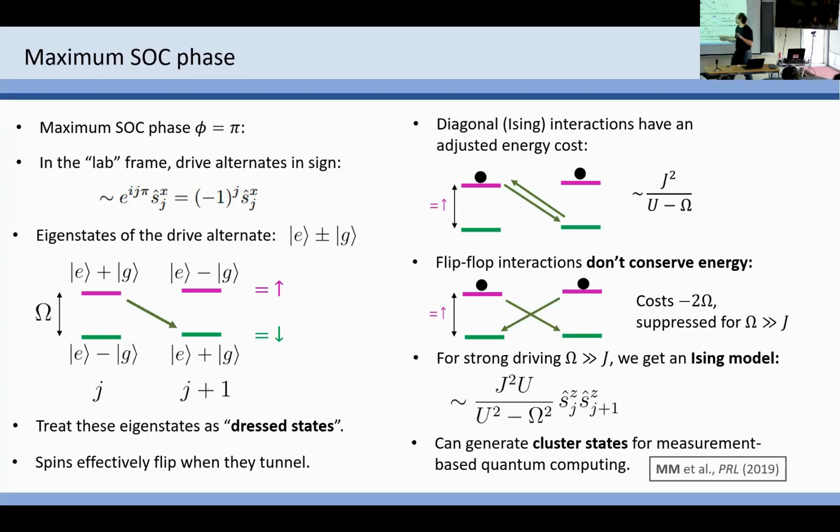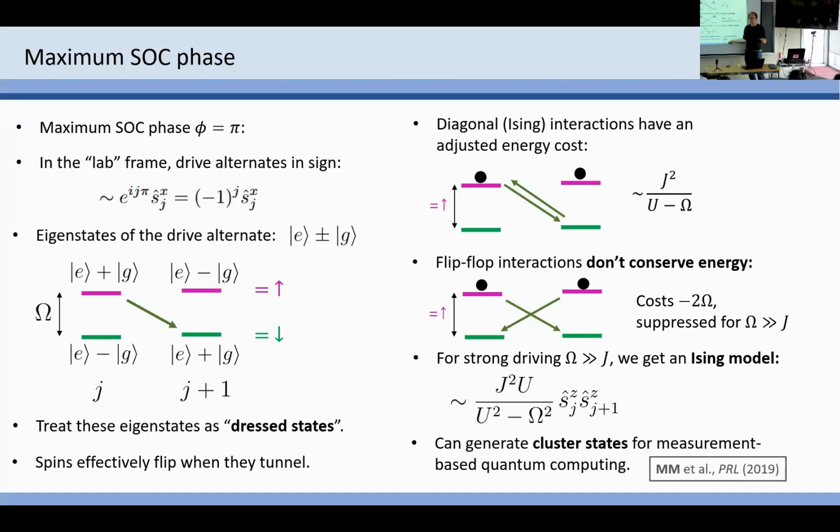On the other hand, flip-flop interactions, if this guy spin flips and comes here, and this guy spin flips and comes here, would not conserve energy at all if I'm driving strongly. Because this costs me minus omega for this guy, minus omega for this guy, so minus 2 omega. And if J is much smaller than omega, then this process is suppressed. So essentially for strong driving, we get an Ising model instead of the Heisenberg.